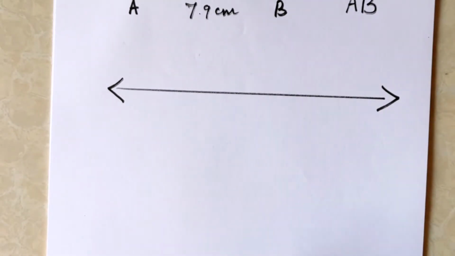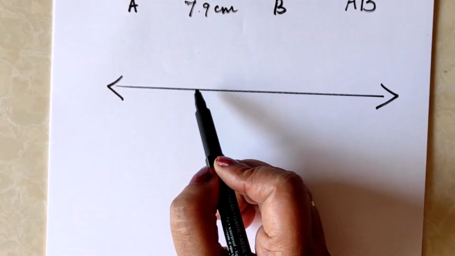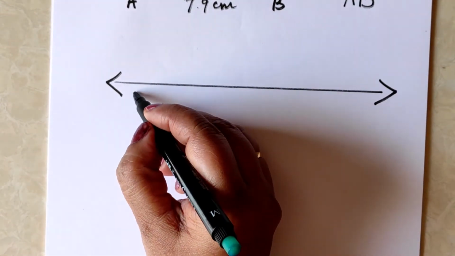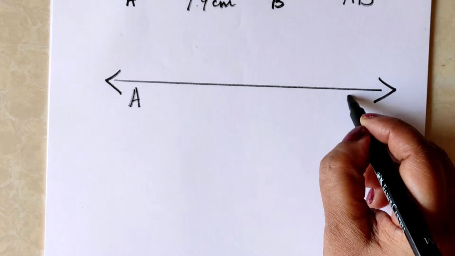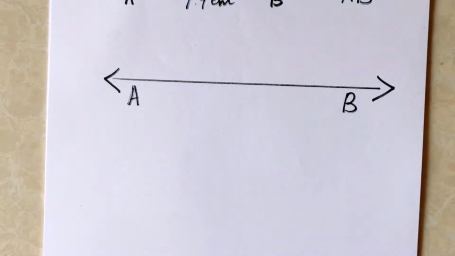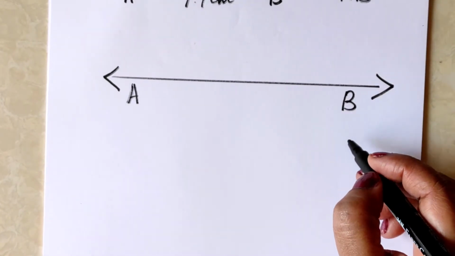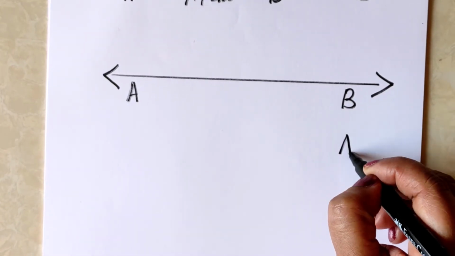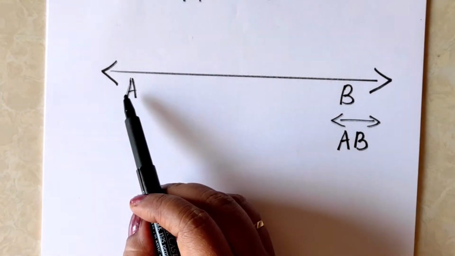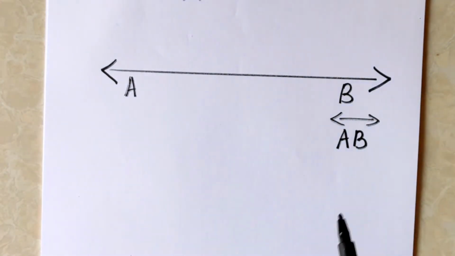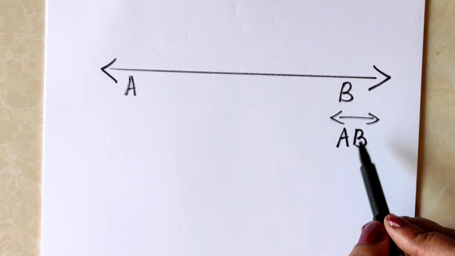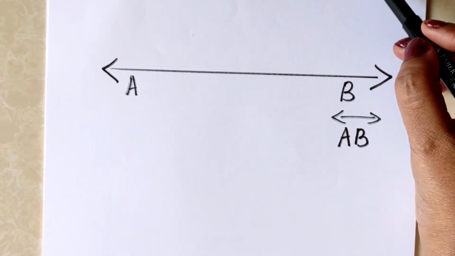A line has many points. On this we can mark any points. I can also name it AB, but I'm not marking a fixed point here. This is just a line AB. So how to write the symbol of line AB? We can also change the letters, like PQ, RS, anything. So AB, line AB. This is how you make the symbol for a line.